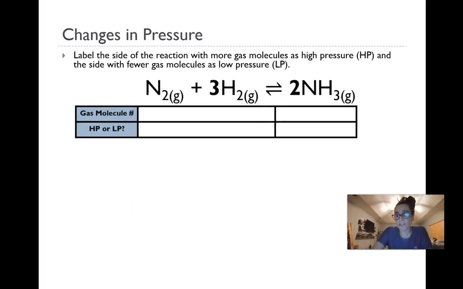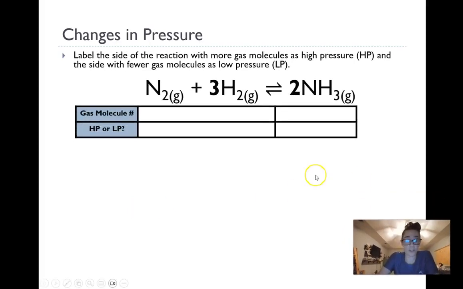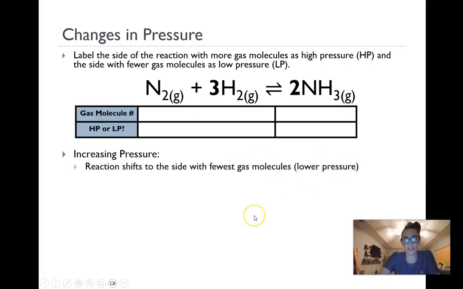So not only will a system respond to changes in concentration, but it also responds to changes in pressure. So let's look at this typical reaction. This is one we've seen before, the synthesis of ammonia called the Haber process. We have nitrogen gas plus hydrogen gas makes ammonia.